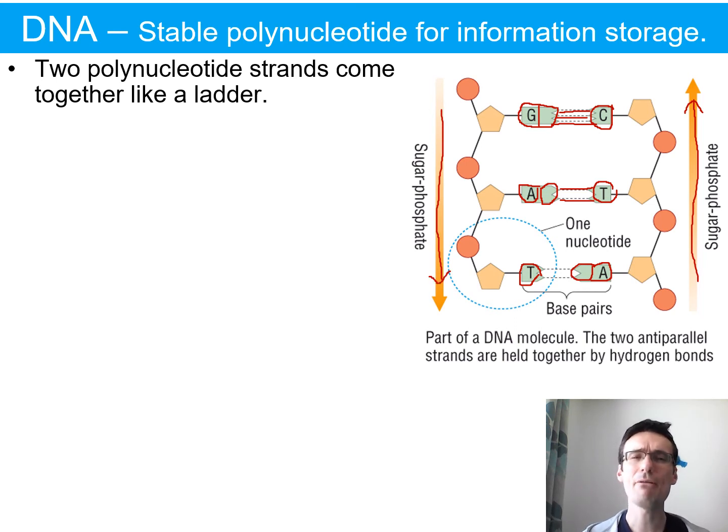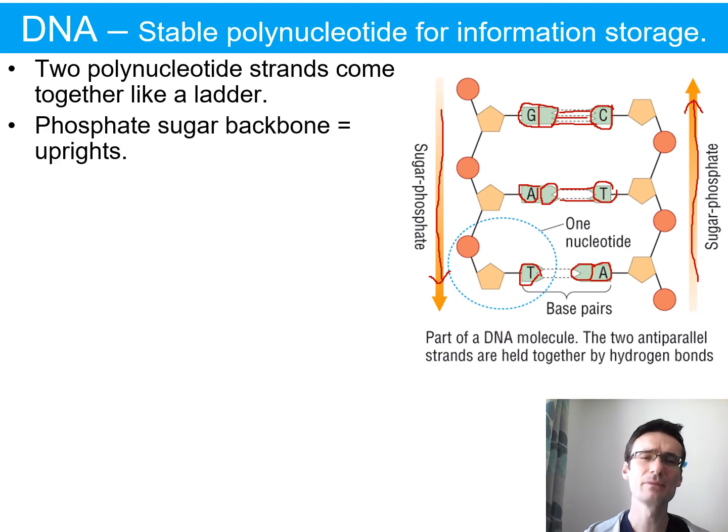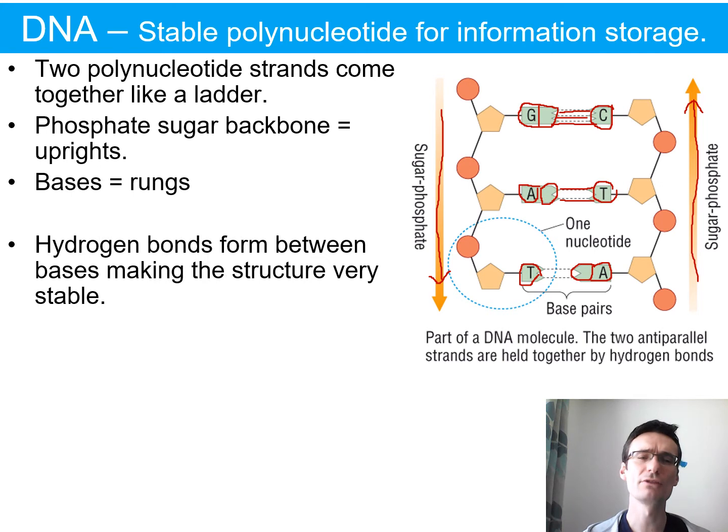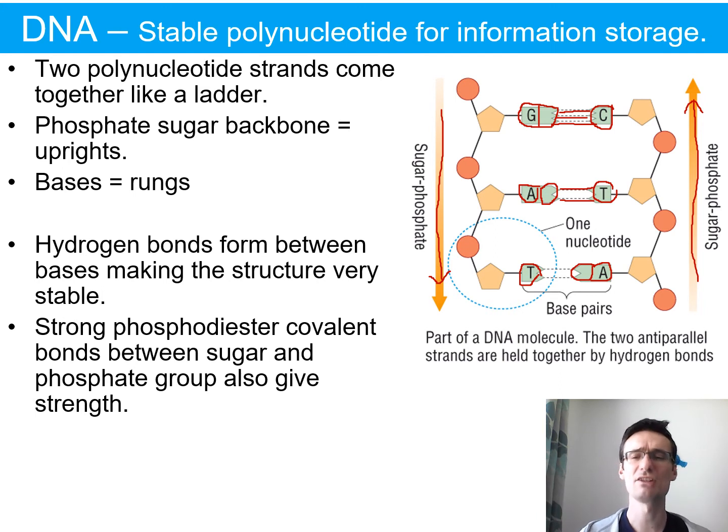Okay, so how is it adapted for storage? Well, it's got 2 nucleotide strands that come together like a ladder. The phosphate sugar backbone makes the uprights. The bases are like the rungs of a ladder. Hydrogen bonds form between the bases, making the structure very stable due to their high number, but it also allows it to be unzipped when we talk about DNA replication next time.